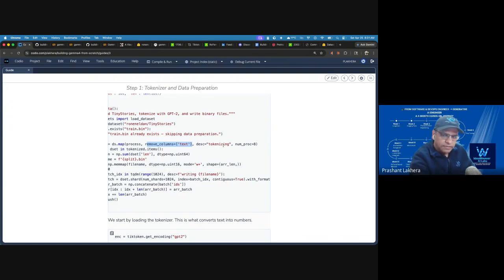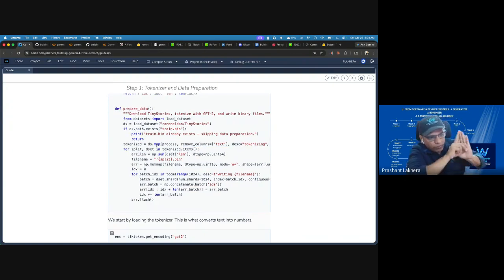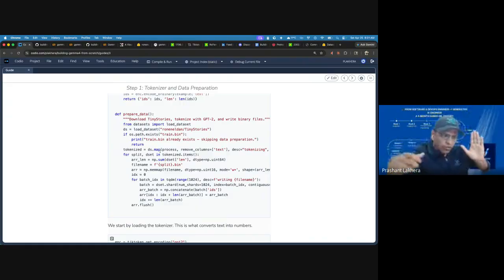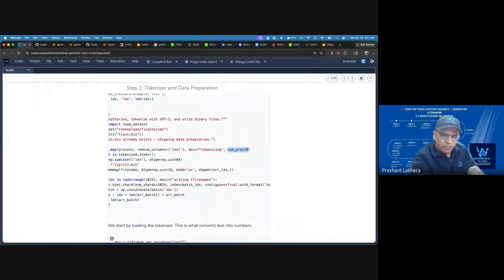I'm providing some description and the number of processes. What this is going to do is remove the column heading from the top, and call the process function, which is going to take all the story and convert it into a token ID. That is the first step. And I am running this process in parallel with 8.